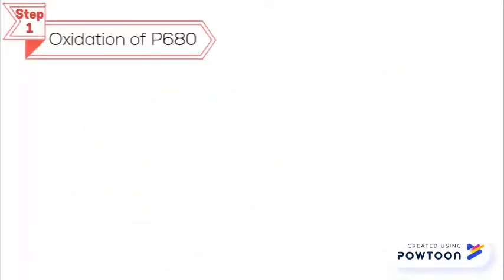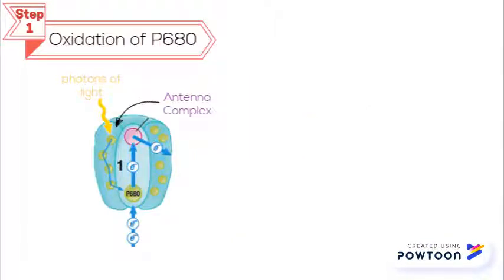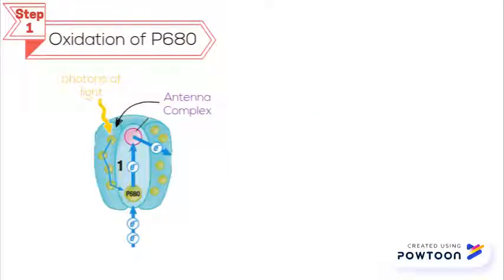Step 1. Oxidation of P680. Photosystem 2 absorbs light from the antenna complex, which culminates in the formation of P680. This energy causes one of P680's electrons to change from ground state to an excited state. This results in the excited molecule P680'. This excited electron then gets transported to the primary acceptor molecule, leaving P680 with a positive charge and the primary acceptor molecule with a negative charge.